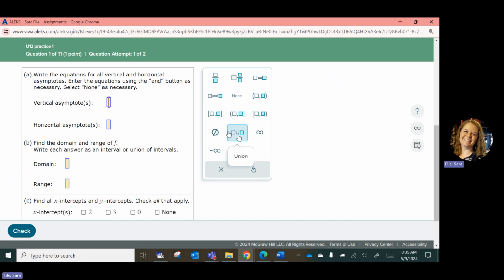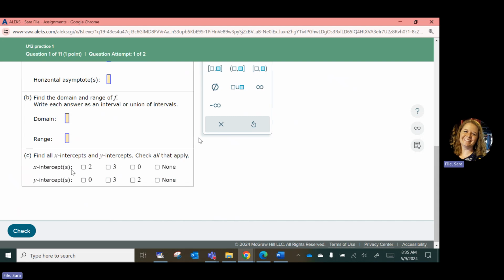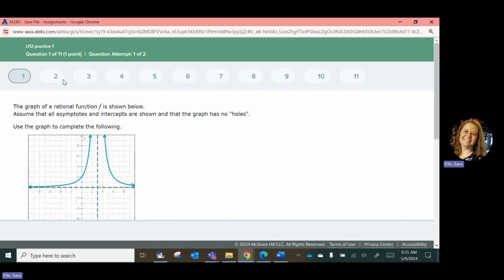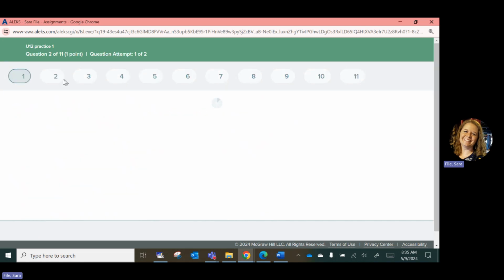Then what? There's that union symbol. You'll need to type in the union if there's a break. These are multiple choice down here. You're selecting what the intercept is or saying that there is none. Okay, but I just want you to have a visual of some of these types of graphs. So the graph is going to be given and you're just answering questions about it. So that's what the first couple are.